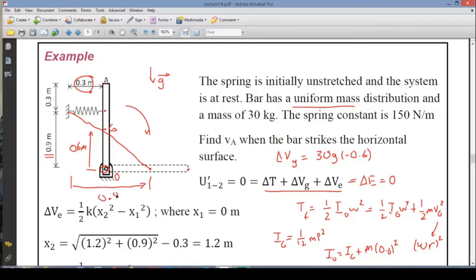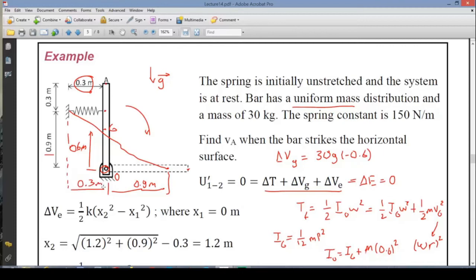Am I doing something wrong? No, this is not the mass center. Sorry about that. Let me just erase this part. Okay, so this is the point of connection. The point of connection is 0.9 meters away from the rotation axis. So this is 0.9 meters here. And then from this reference point to this location is denoted as 0.3 meters.